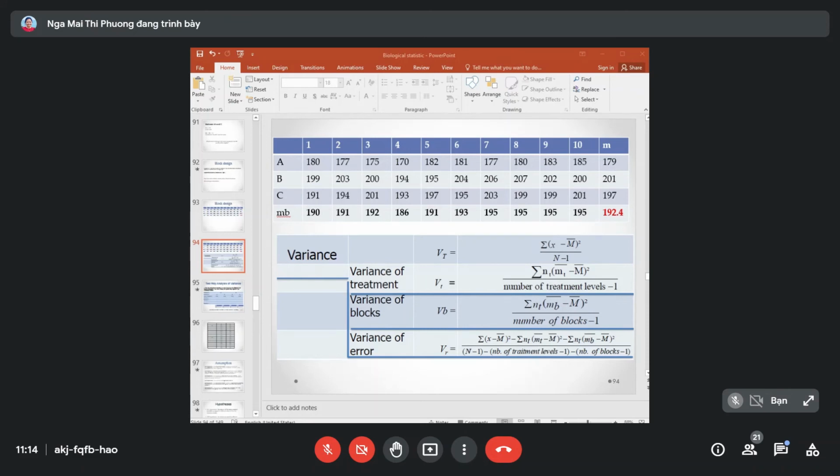So conclusion. The conclusion is that these three groups have different actions. They are different. Is there an action of block?